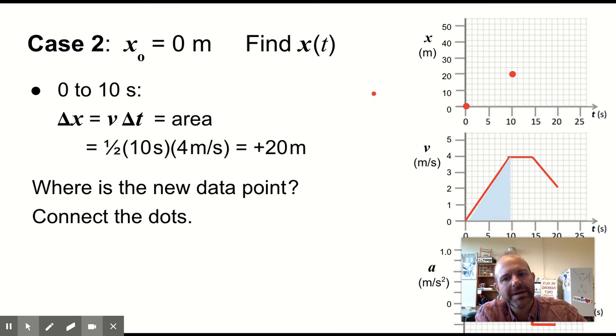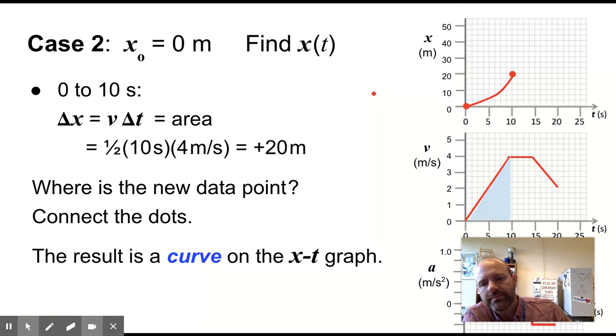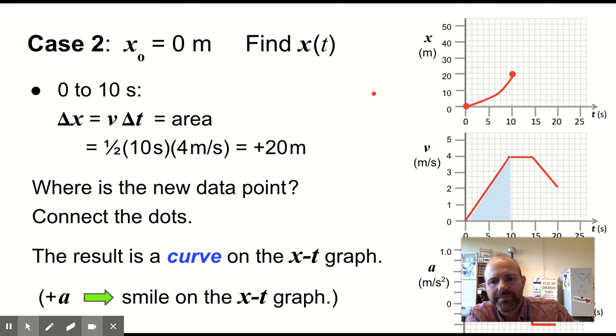The dots are going to be connected, but they're no longer going to be a straight line. They're going to be a curve because you start out slow, 0 velocity, so a flat or shallow line, and you get steeper and steeper because you're getting faster and faster. And so that gives us our curve on the position time graph. And the positive acceleration is going to be curving up in this case, right?